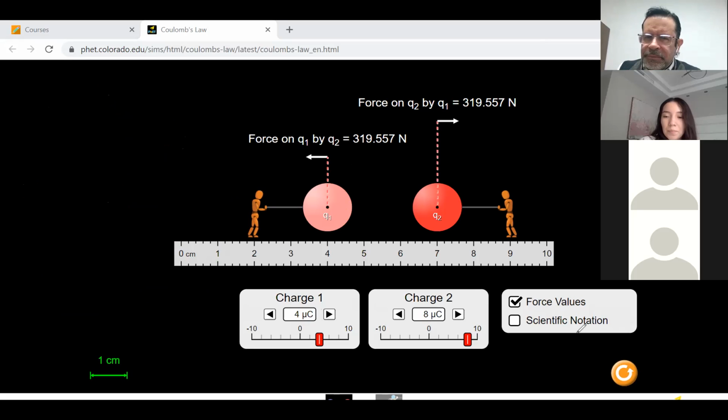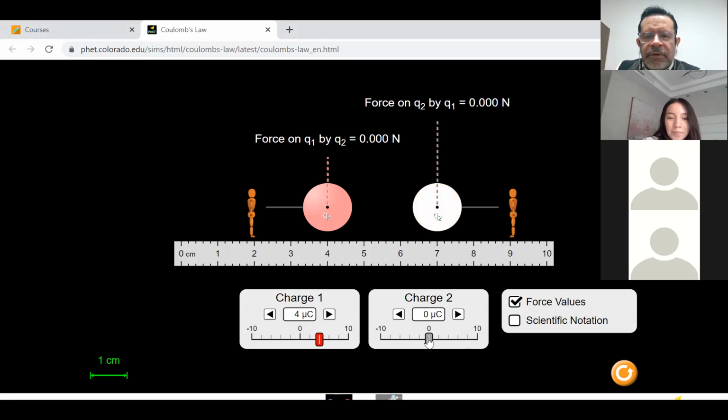Charge number 2. Do you want it to be positive or negative? And how many microcoulombs do you want? Negative and 2 microcoulombs. Negative, thank you. And it's going to be negative and it's going to be 2 microcoulombs. Okay, good, thank you, Enya.